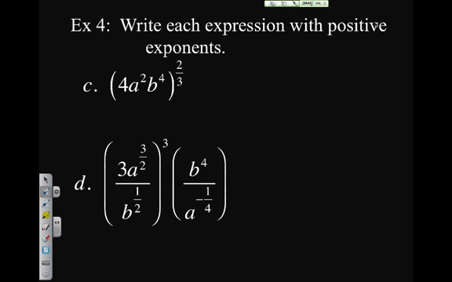A couple more for example 4, part C. When we raise this to the 2/3 power, remember that when you have a product here, 4 times a squared times b to the 4th, that's a product. The 2/3 applies to everything inside, so it'll be 4 to the 2/3 power. Then we have a squared to the 2/3 power will give us a to the 4/3 power. And finally, b to the 4th raised to the 2/3 power. Remember, power of a power we multiply. I guess I already did that once. But it's b to the 8/3.